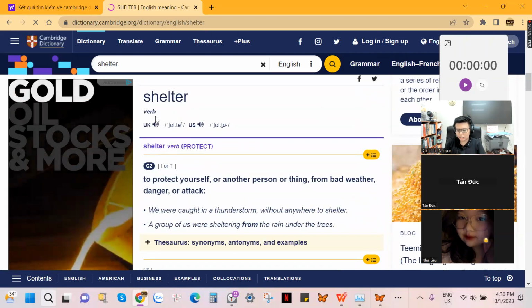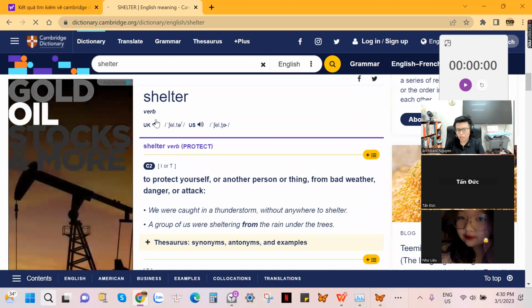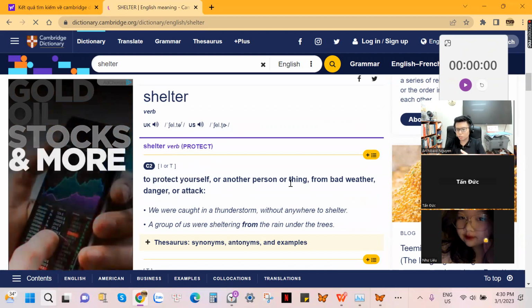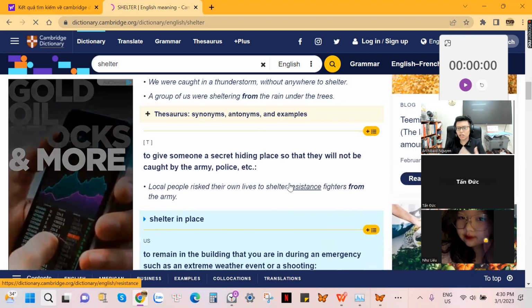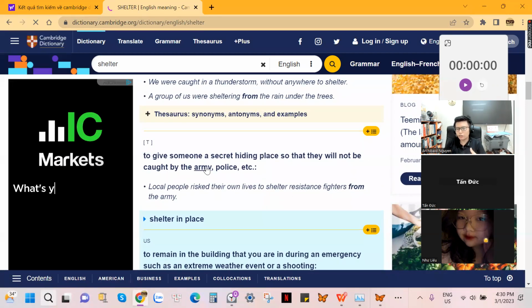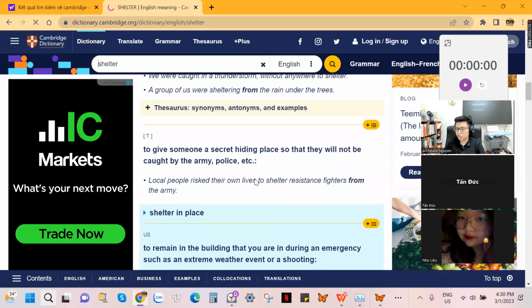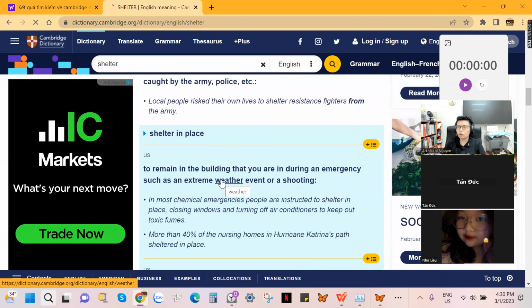And here you can see the word shelter as an action verb. If you shelter, it means that you protect another thing or another person, or you give yourself a secret place to live. So this is the second meaning of the word shelter. If you shelter somebody, that means you give somebody a place to live or to hide.